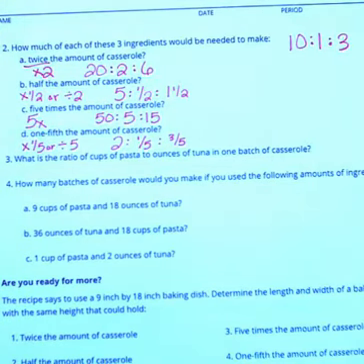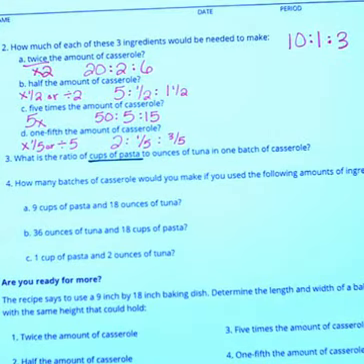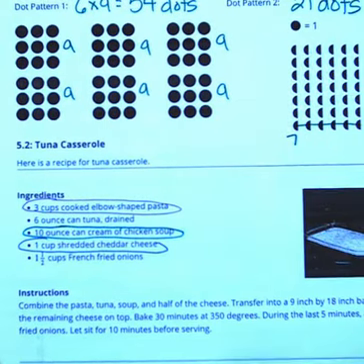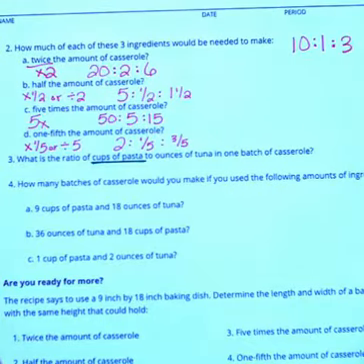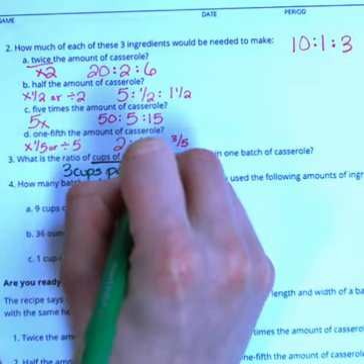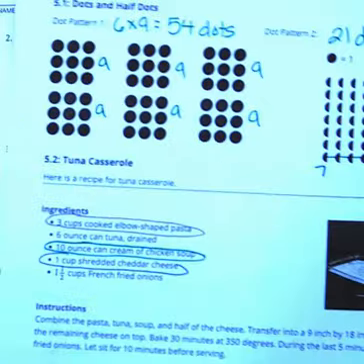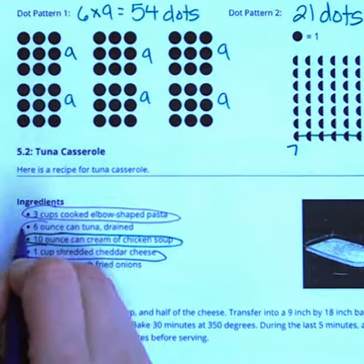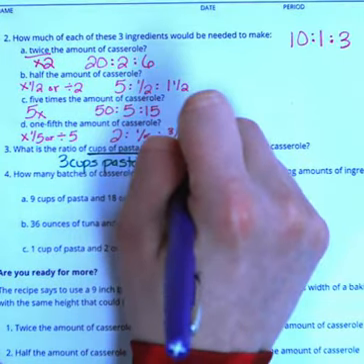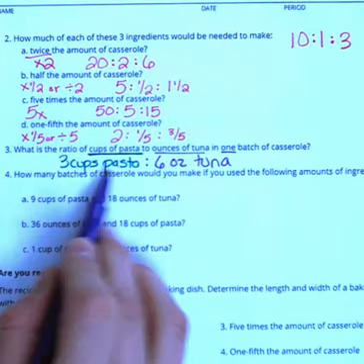Okay. Let's look at number 3. Number 3 says, what is the ratio of cups of pasta to ounces of tuna in one batch of casserole? So cups of pasta, if we look back at our main recipe card, we found that cups of pasta is 3. So we're going to have 3 cups pasta to ounces of tuna. So let's look back here. For ounces of tuna, it looks like we have 6 ounces of tuna. So our original recipe for one batch is 3 cups pasta to 6 ounces of tuna.